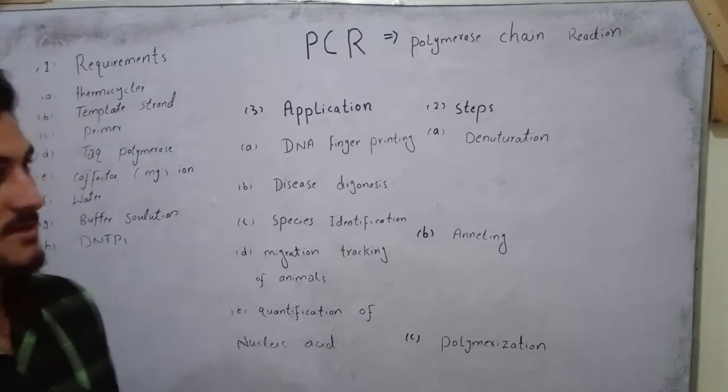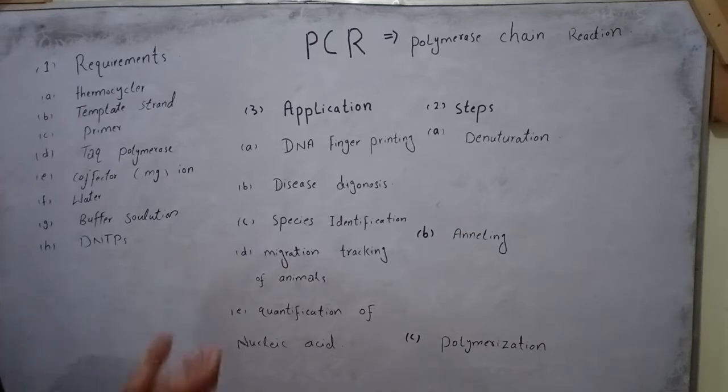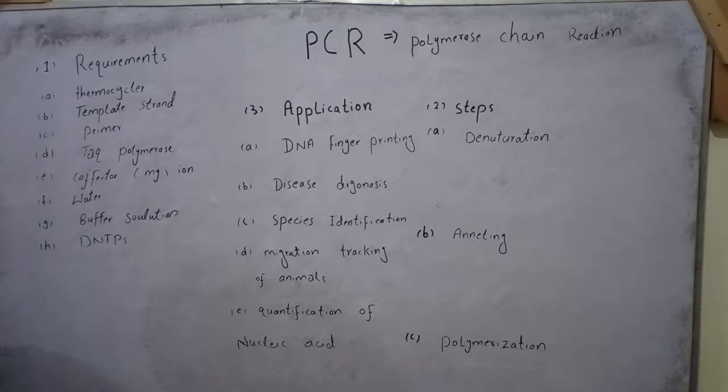Now let's start to explain the requirements of PCR, that is, what is required to do the PCR process. So the first instrument is a thermocycler, in which we can add our sample or template of DNA. The second basic requirement for the PCR process is a template strand. Templates are basically those strands which we want to amplify.